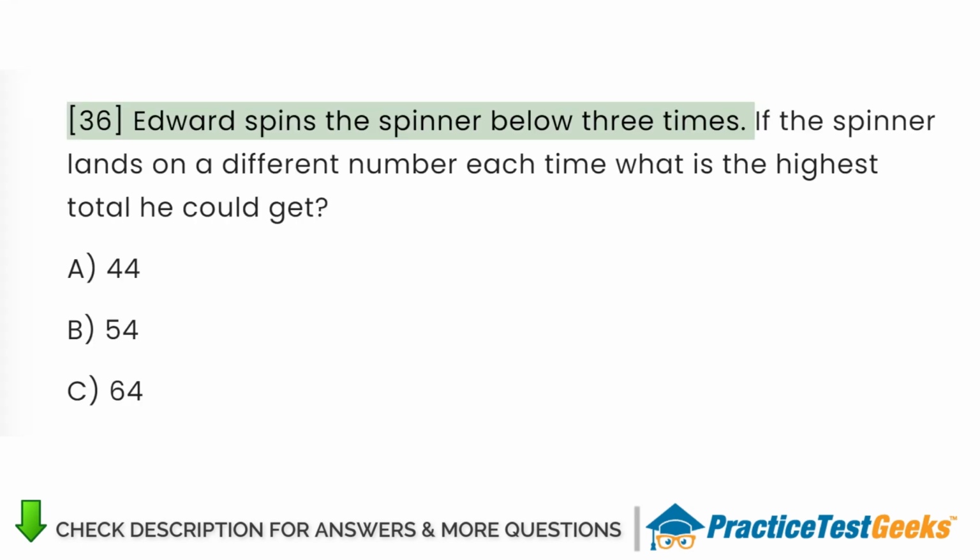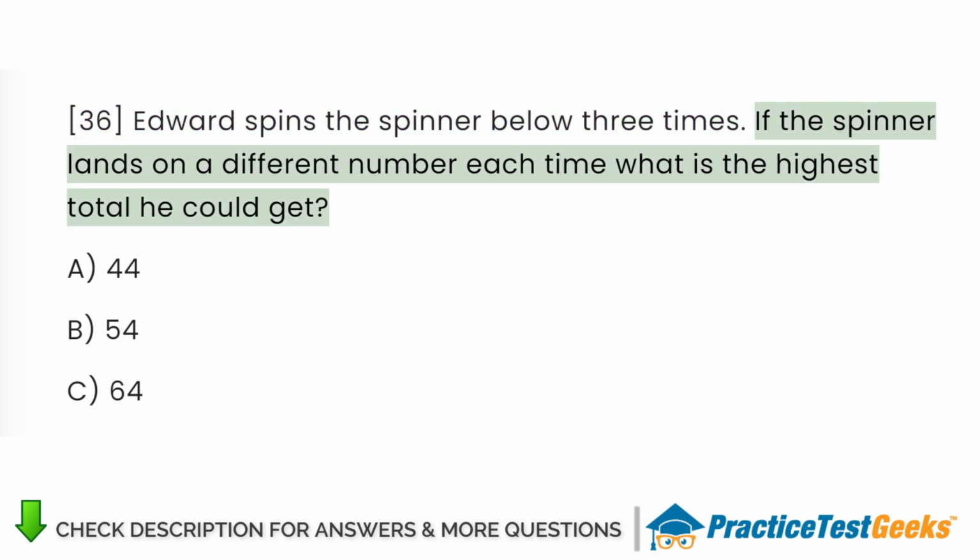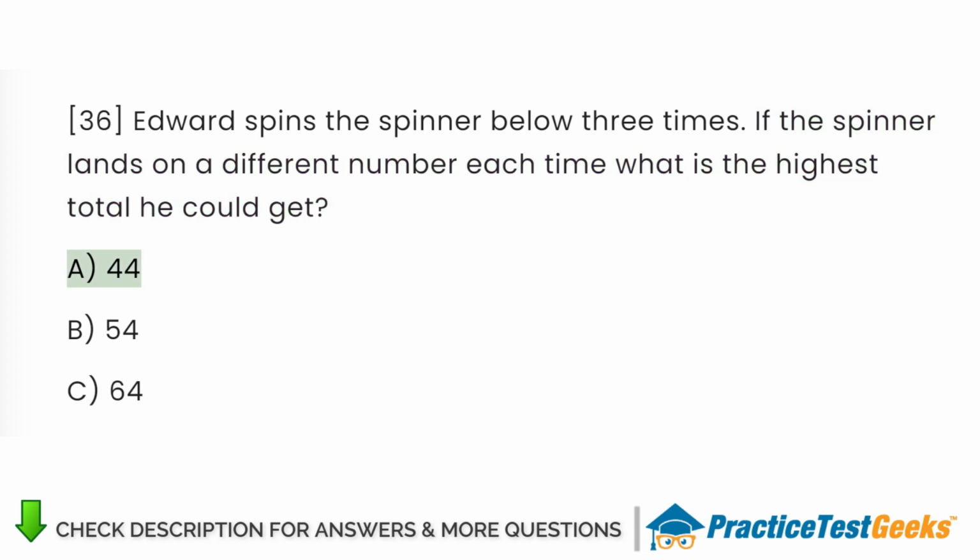Edward spins the spinner below 3 times. If the spinner lands on a different number each time, what is the highest total he could get? A. 44. B. 54. C. 64.